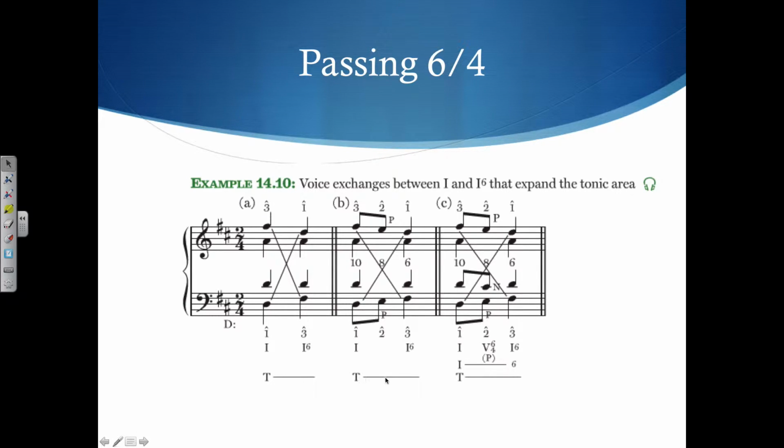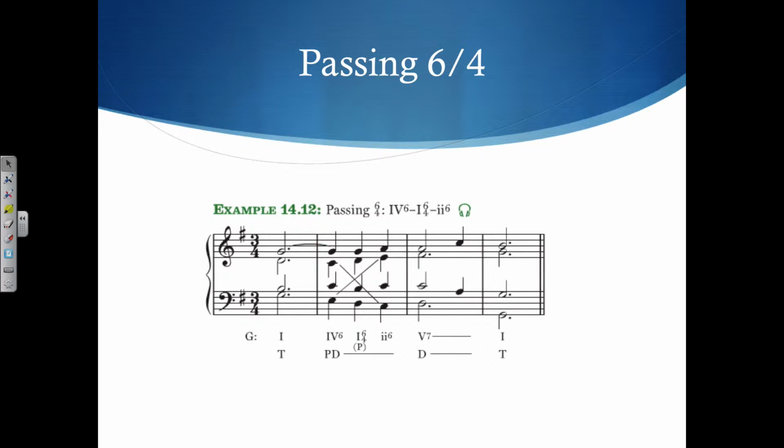That's why we use this analysis down here to say that this is all a tonic harmony. Even though we're using 3 chords and a 5 chord, it's so fleeting that we hear it as one single harmony. The other types of passing chords that we can use work the same way. Not all passing chords can have a voice exchange, but you'll see that it's very common.